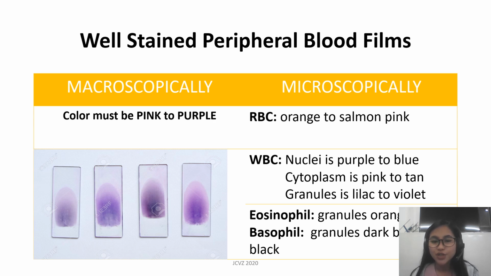Okay, we also have our eosinophils. Our eosinophils are also granulocytic WBCs. The color of their granules is orange. And the granules of our basophils are dark blue to black. So when you look at them under the microscope, if your slide or your peripheral blood film is well stained, you can easily identify your cells because of the stain imparted to your cells during the staining process.